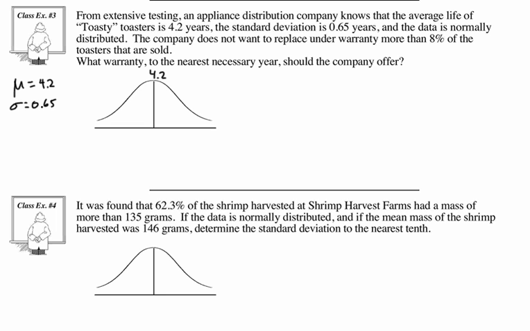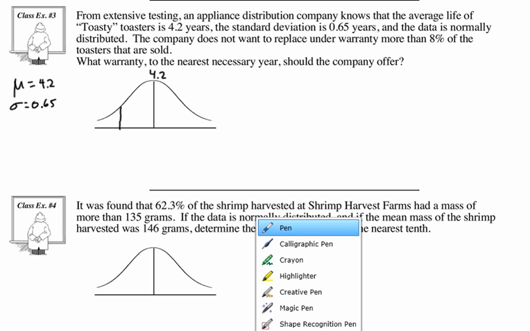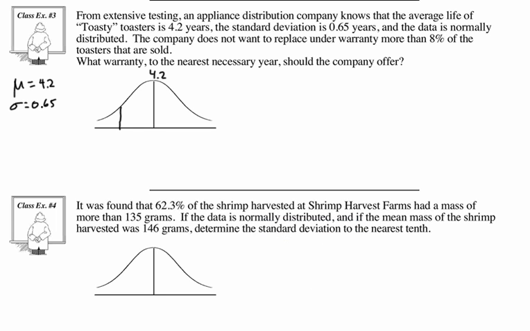So it's saying that it will replace 8%, but no more than that. So if we shade this, we're saying that our area to the left, the company will replace up to 8%. So what would that be as a decimal? 0.08. So what we need to do first is find the Z-score that represents 8% to the left.